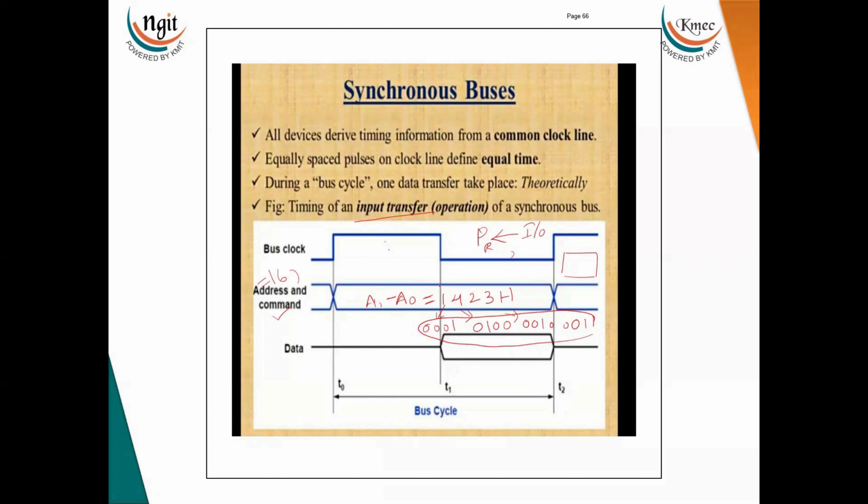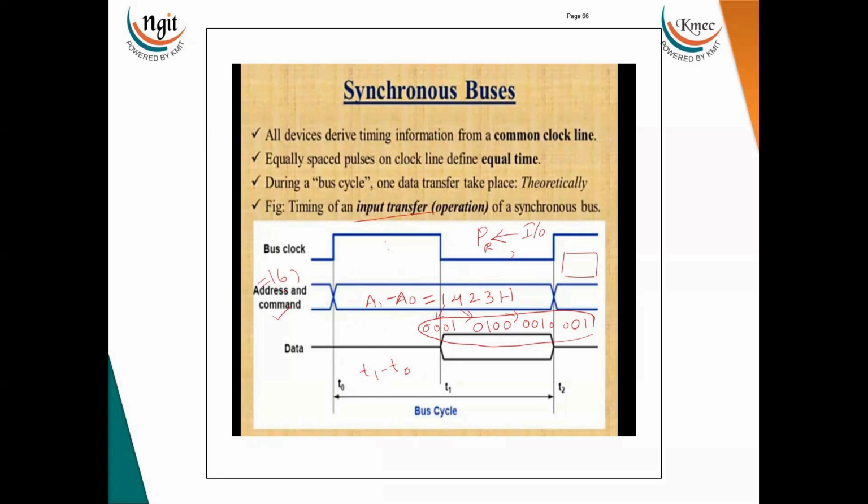After placing the address, this address goes to all the interfacing circuits of the IO devices, and the interface circuits need to decode the address. For decoding, it needs some propagation time. That time is nothing but the T1 minus T0 time.